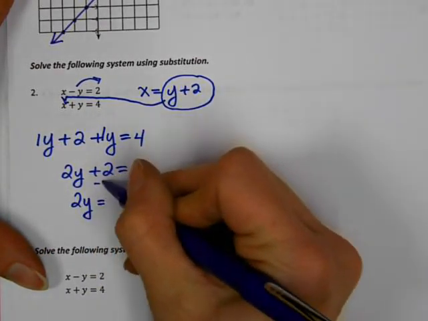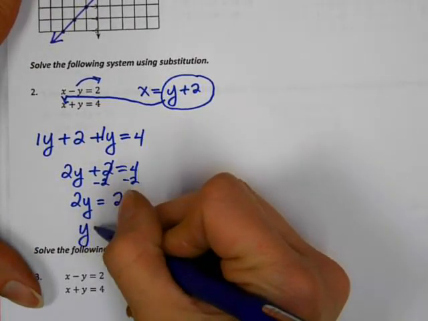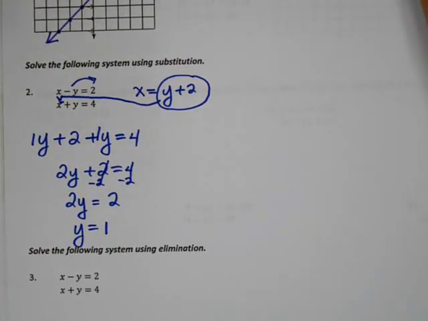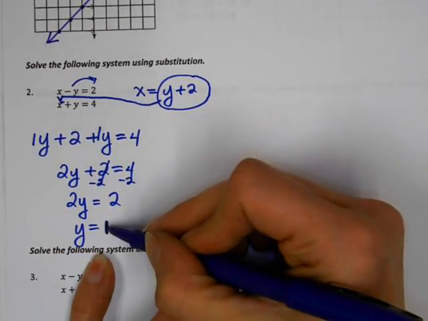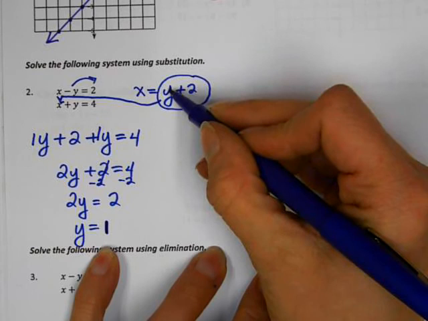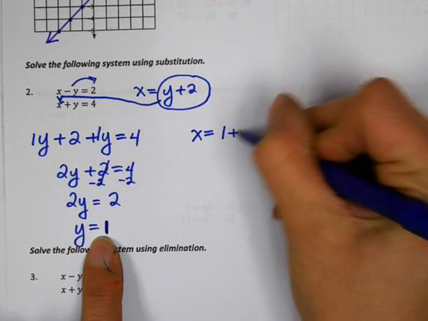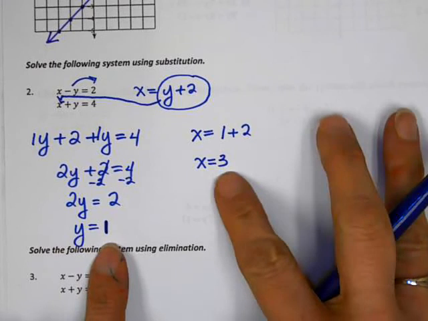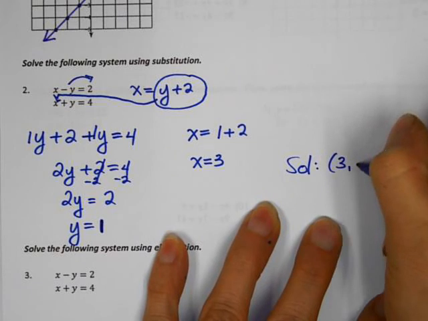2y equals, if I subtract 2 from both sides, I get a 2. And y equals 1. Okay, remember you have to go for both variables when you're solving a system. Okay, so I'm going to go ahead and replace 1 in for a value of y. X is equal to the y number 1 plus 2, and x is equal to 3. Okay, you have to put them together in point form. The solution for number 2 is 3, comma 1.